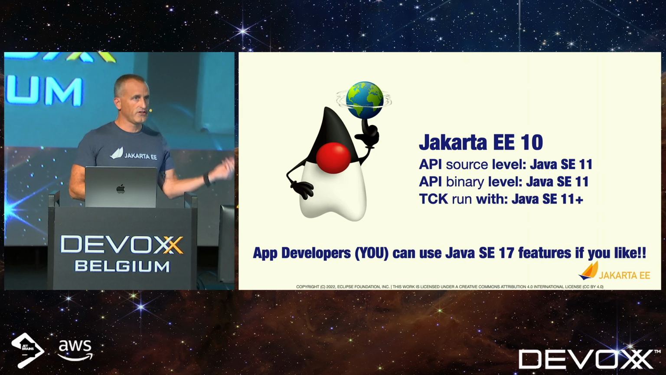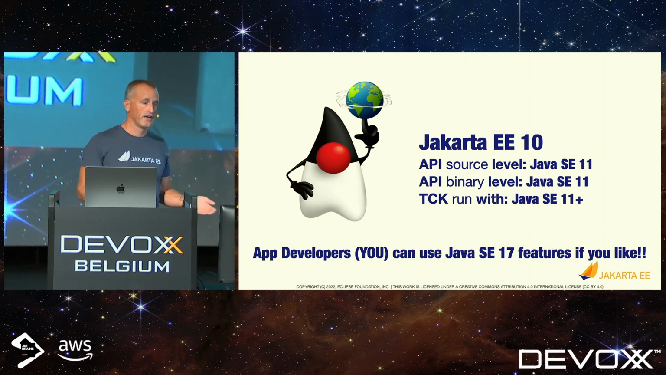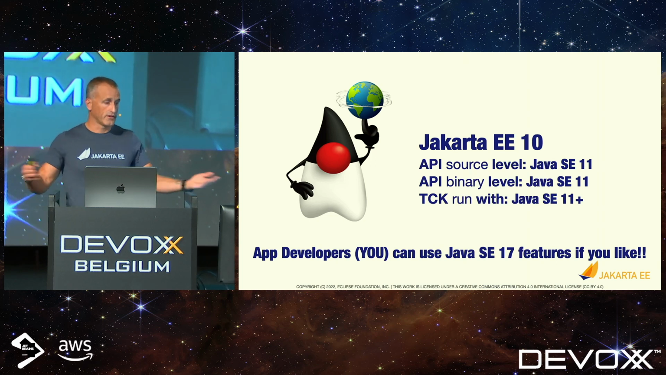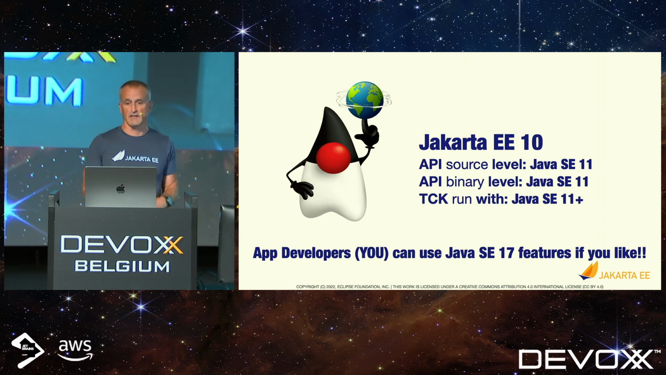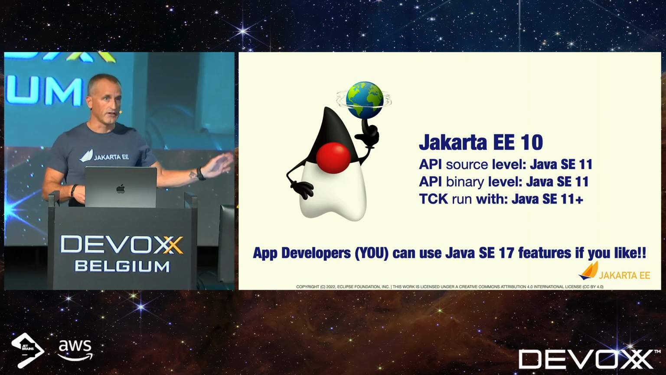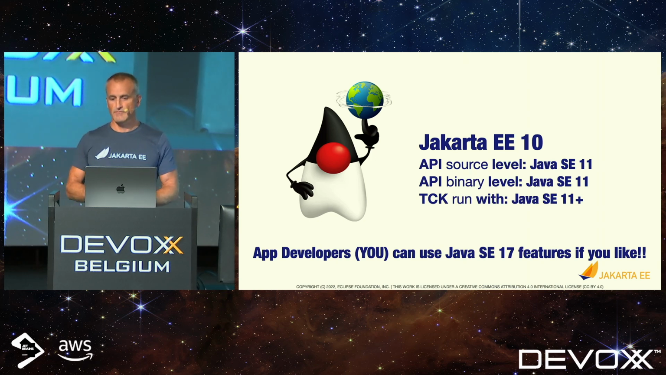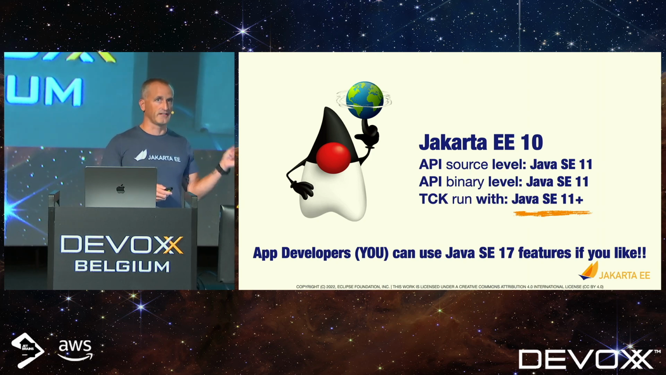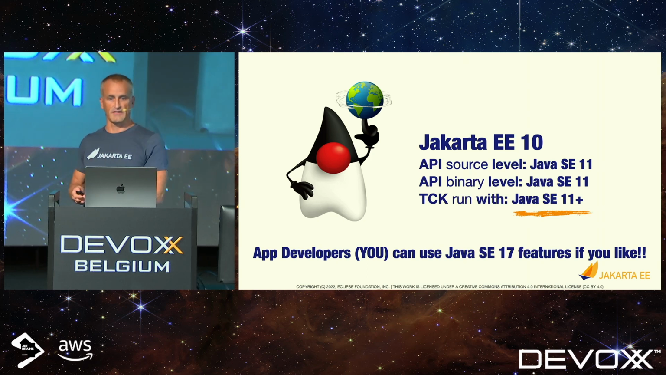And that means that you can develop your applications using Java 17 features as you like. Just make sure your runtime supports it. And we make sure that the TCK is runnable with 11 and 17. So if you want to use 17 with the Jakarta EE 10, go ahead and do it, because that's what it's built for. And the key here is that we verify the TCK on 11 and 17.